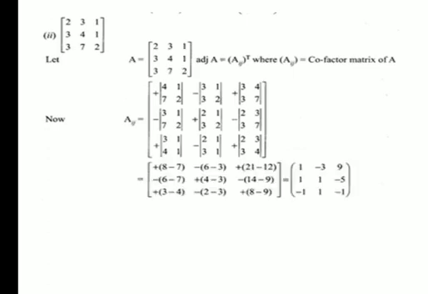Second row, first column, you take it and write. Second row, second column, you get this. Second row, third column, you get this. Third row, first column, then last row, second column, and last row, third column, you get this. You simplify this, and you get the answer as 1, -3, 9, 1, 1, -5, -1, 1, -1.